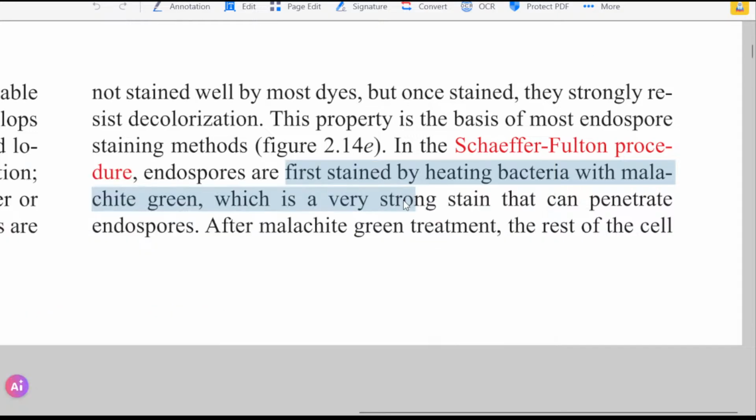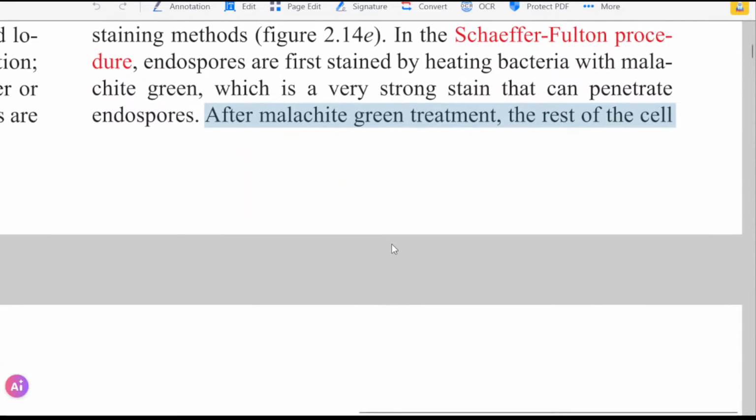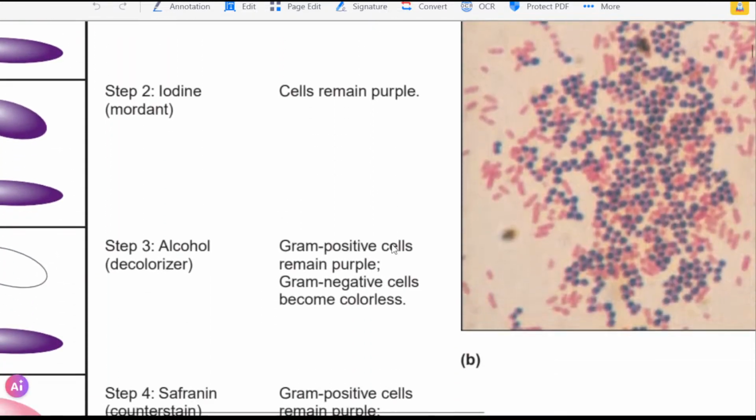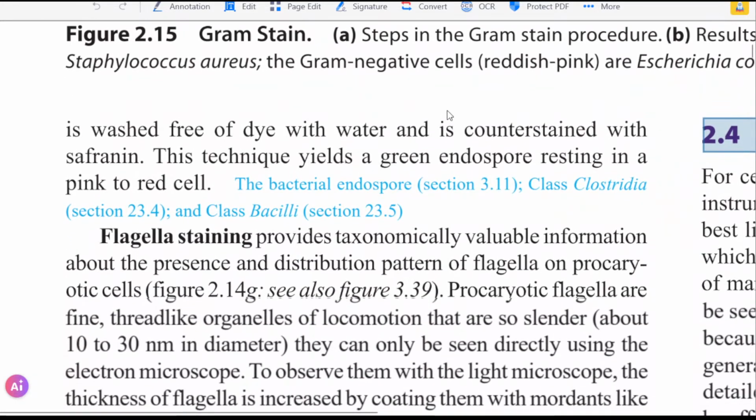So they are saying we first heat the bacteria with this stain, which is a very strong stain that can penetrate the endospore, and by heating, it maybe weakens the endospore a little bit. It's not like heating can do damage to the endospore in the first place, but it might help the dye to enter it. After the malachite green treatment, the rest of the cell is washed free of dye with water and is counterstained with safranin.